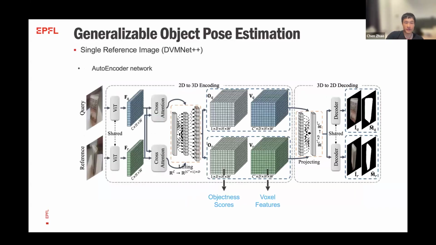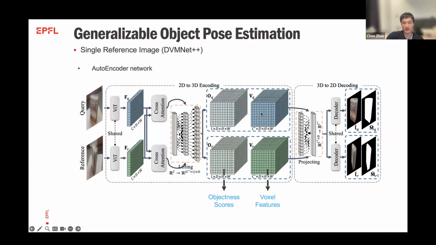So to achieve that, we first introduce an autoencoder network. And briefly speaking, we have two images, one query image and one reference image. We have an encoder network. We lift the 2D feature map to 3D, and here we use a 3D volume as the 3D representation. So for each RGB image, we encode the feature to a 3D volume. And of course, because we have two images, here we have two 3D volumes.